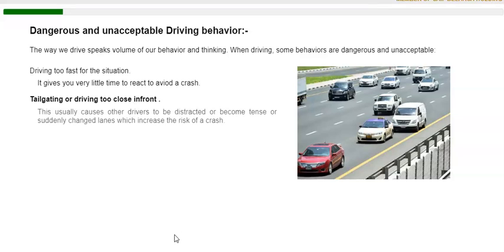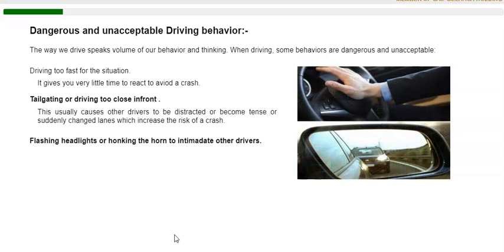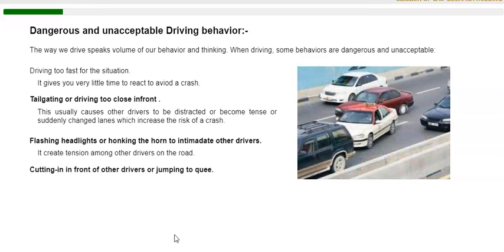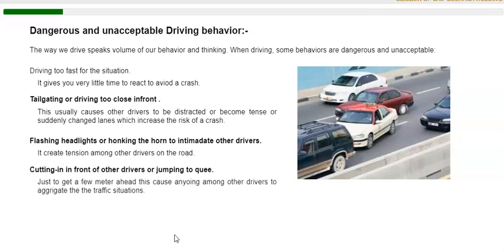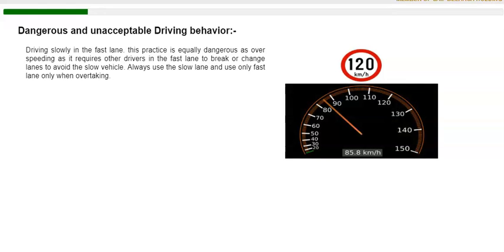So let's talk about dangerous and unacceptable driving behavior. The way we drive speaks volumes of our behavior and thinking. When driving, some behaviors are dangerous and unacceptable. Driving too fast for the situation, tailgating or driving too close to the car in front, flashing headlight or honking the horn to intimidate other drivers, cutting in front of other drivers or jumping the queue, not signaling lane change. These are all examples of dangerous and unacceptable driving behavior.